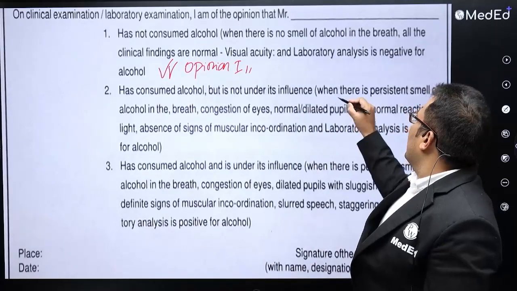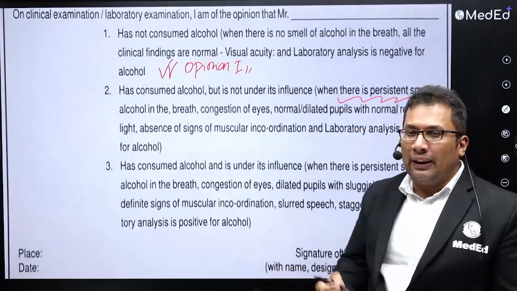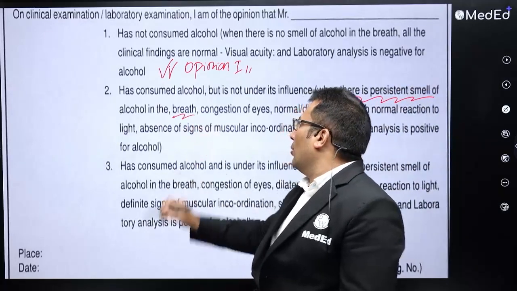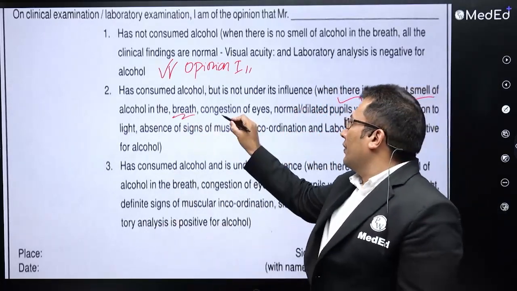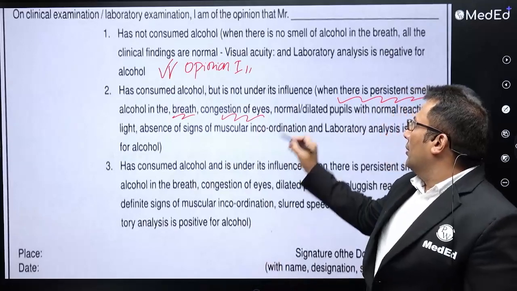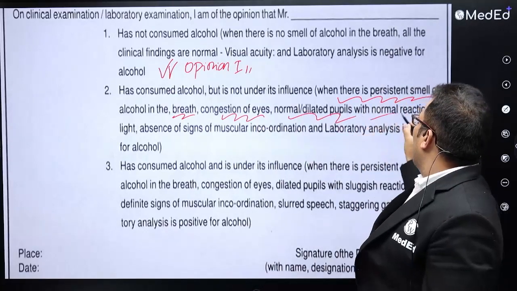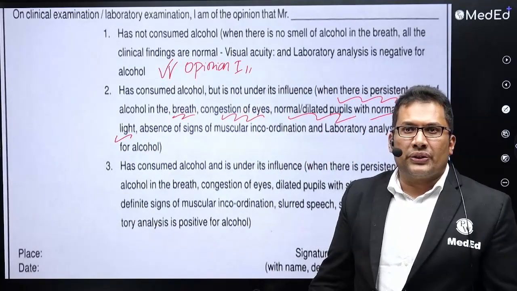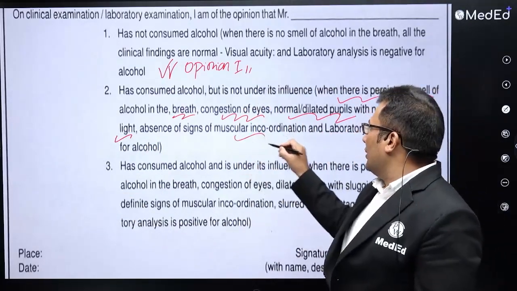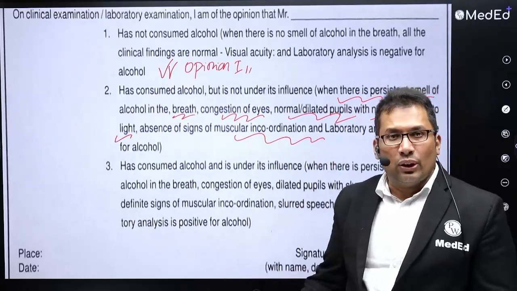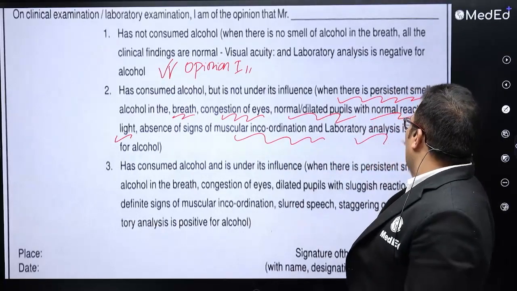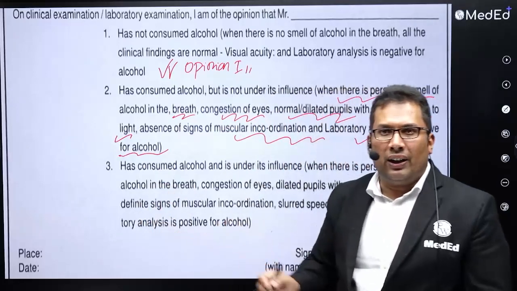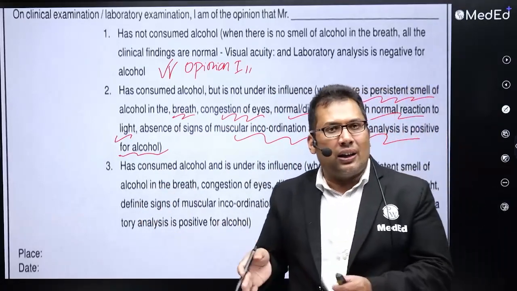Second, has consumed alcohol but not under influence of it. So when there is a persistent smell of alcohol in the breath, congestion of eyes, dilated pupils with normal reaction to light, absence of signs of muscle incoordination, and laboratory analysis is positive for alcohol. So this is opinion number 2, has consumed alcohol but not under influence.